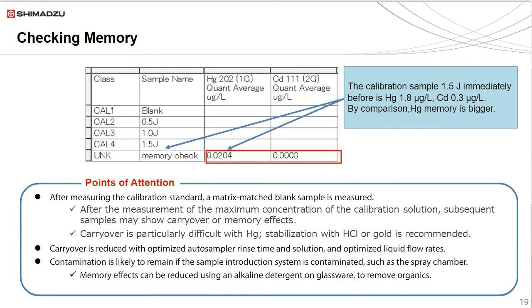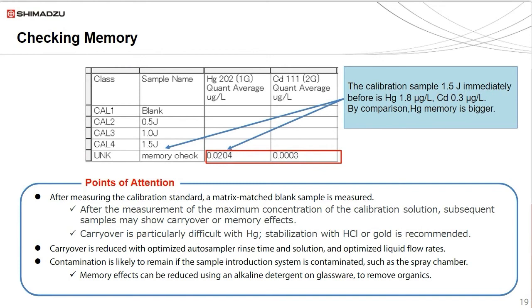Stabilization of mercury with 0.5% hydrochloric acid is strongly recommended in the samples, calibration standards, and rinse solution. 1 ppm gold can also be added to good effect, but if full mass scan is turned on for the detector, it will shorten the life of the ICP-MS detector by constantly measuring high gold intensity.